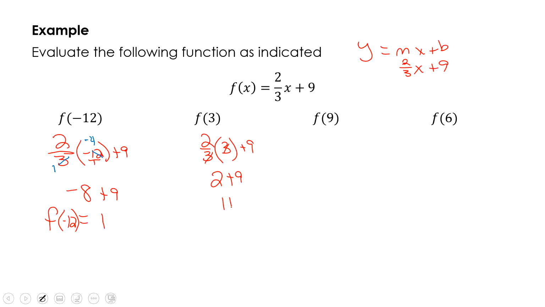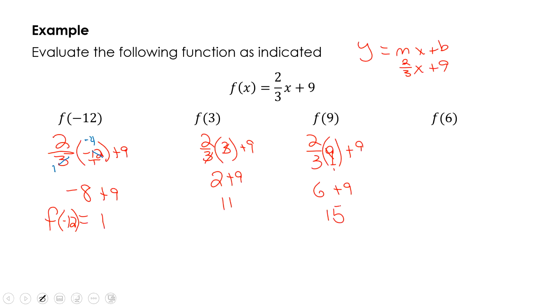Next, f of -9. So now I have 2/3 x. So it's actually 2/3 times -9 plus 9. Think of it as -9/1. So I can multiply across. That's -18/3, which is -6, plus 9. That equals 3. And then our last one, f of 6.